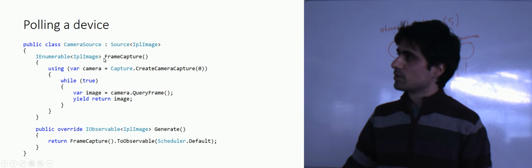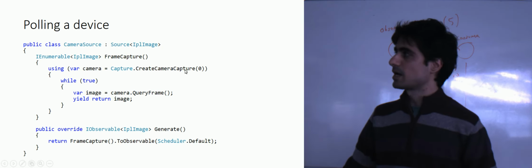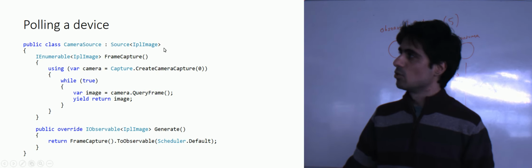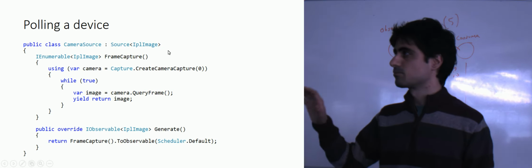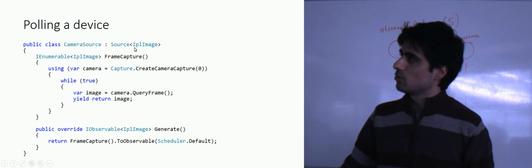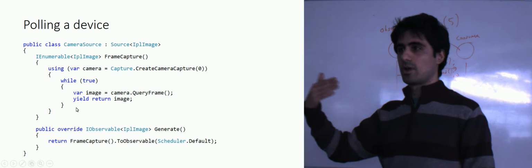I have this iterable, it's called frame capture. For this example, I'm going to use OpenCV, which has nice abstractions for accessing cameras. We will discuss tomorrow also this other abstraction that is used throughout Bonsai of how to represent images and multi-channel data. But for now, this IplImage is just an OpenCV data type. It represents images, and they provide this very convenient function called create camera capture. Just pass an index to the camera. So the only thing I'm doing here is creating a camera. This using is just a C# shorthand to make sure that the camera is disposed, is closed, when everything is stopped.